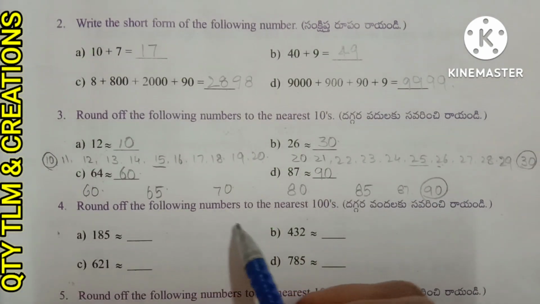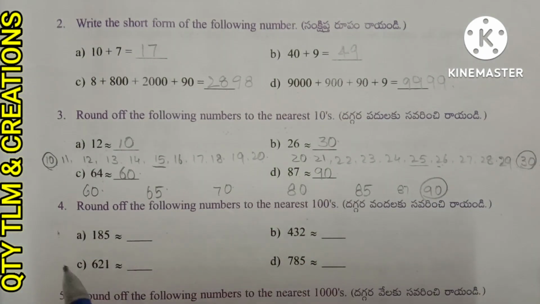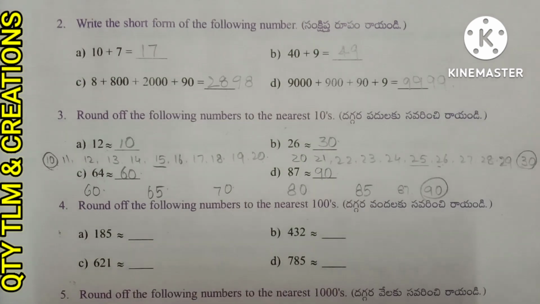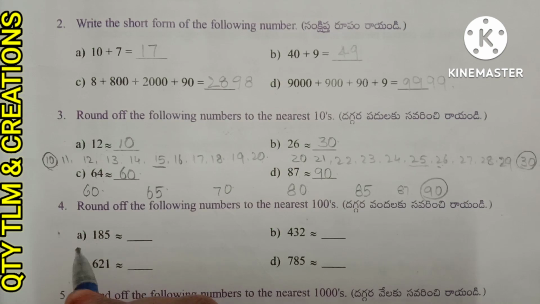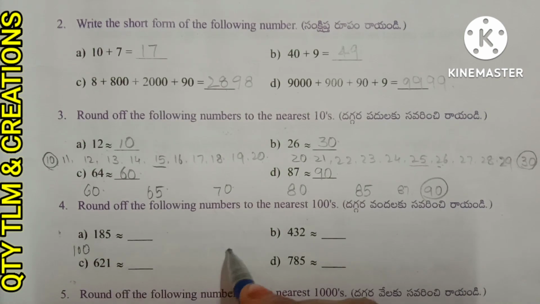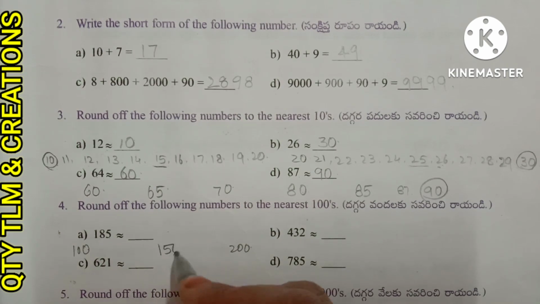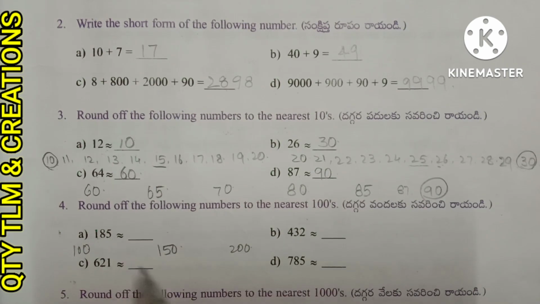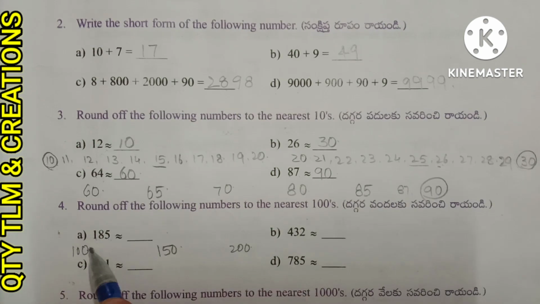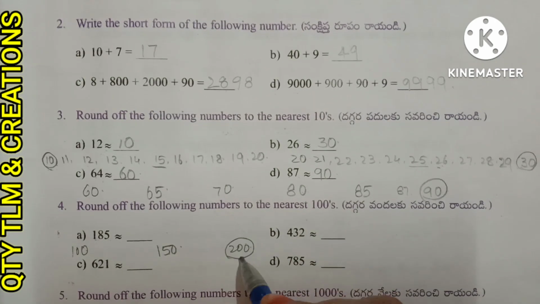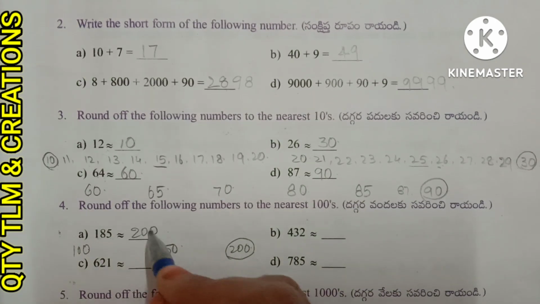Next, round off the following numbers to the nearest hundreds. Here 185. Here also we have to remember that 185 is in between 100 and 200. Between 100 and 200 the middle number is 150. 185 comes after 150. So it is nearer to 200. If 185 is rounded off to the nearest hundreds, it becomes 200. So we have to write here 200.